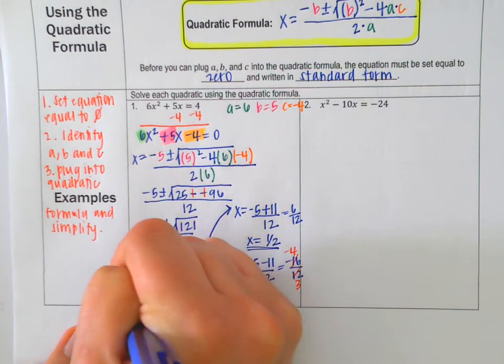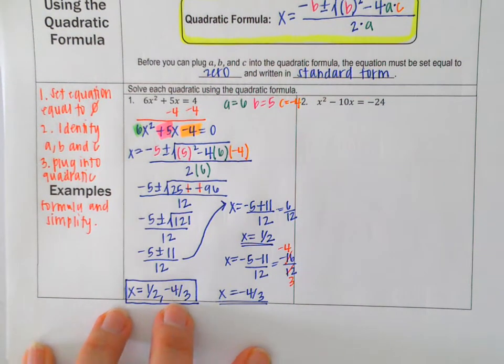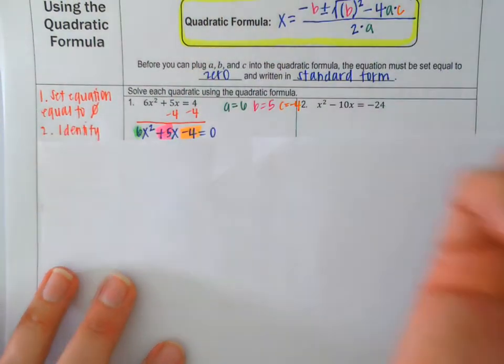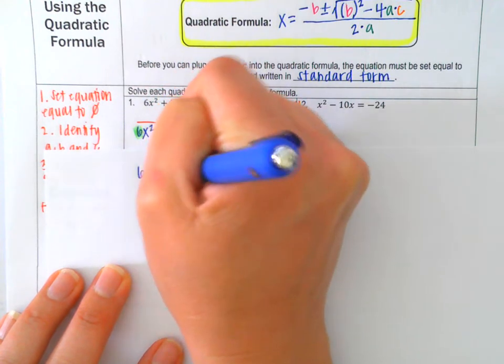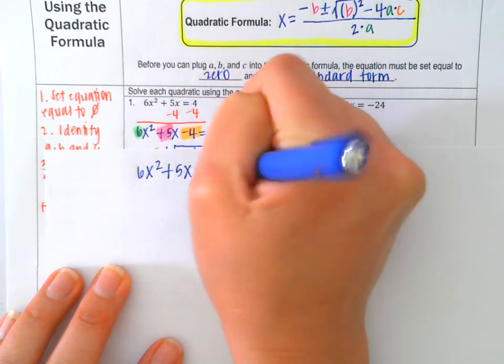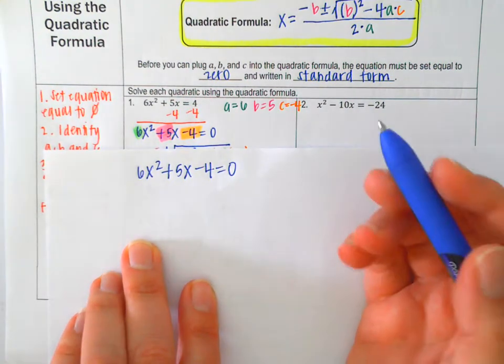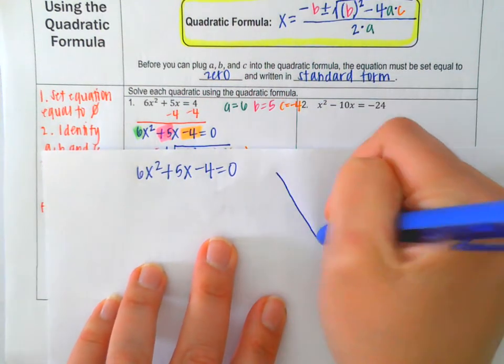Now, this quadratic is actually factorable. And I'm going to show you how you could get to the same point by factoring. And I wanted to show you kind of both ways. So factoring would be the same thing. 6x squared plus 5x minus 4 equals 0. With factoring too, just like the quadratic formula, we want to set it equal to 0, and then I would factor.